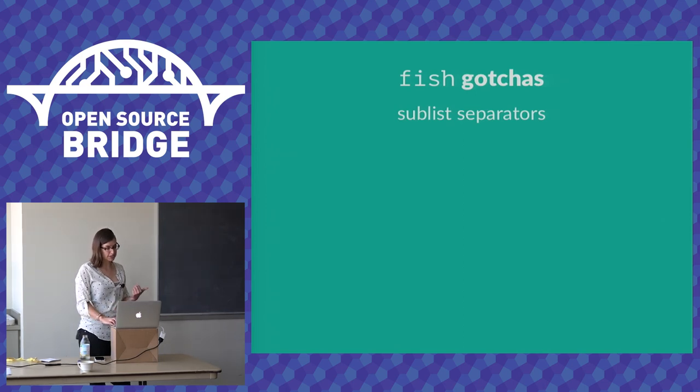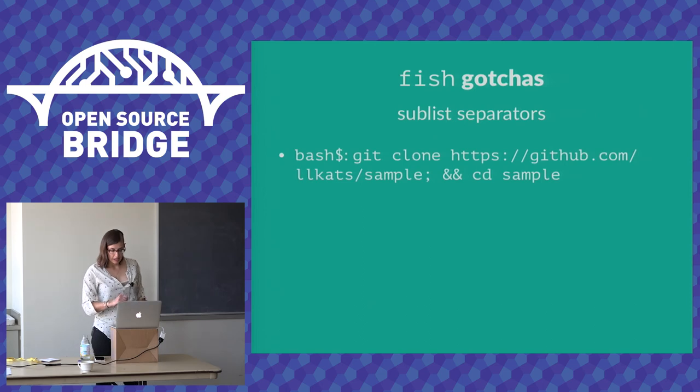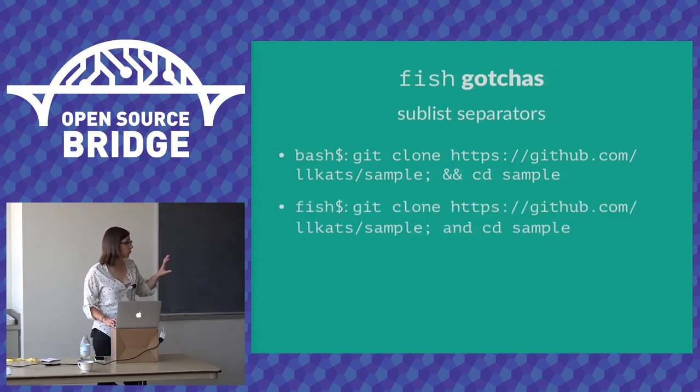A small example is the sublist operator, as ZSH calls it, the ampersand here. So what it's doing is running the git clone command, which downloads a Git repository and makes a new folder for it. And then after that's done, it CDs into that new folder. So just all in one line, you don't have to type two separate commands. That's the same in Bash and ZSH. But with Fish, it's actually the word and, and you have to be sure to end your first command with a semicolon.